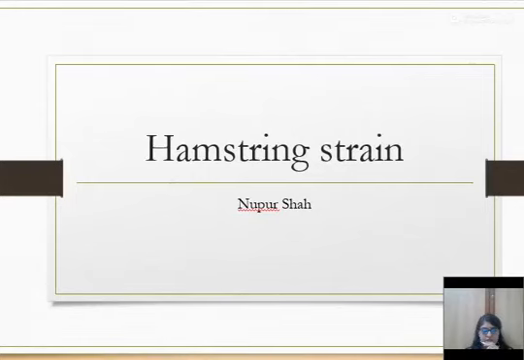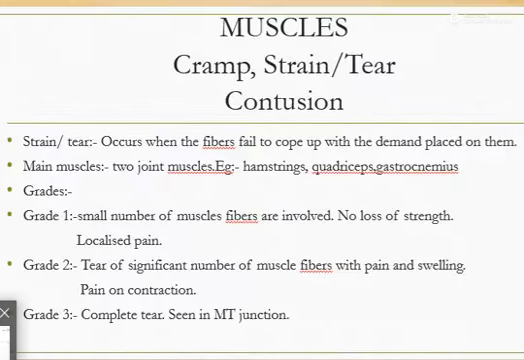Hello, my name is Nupur Shah and today we will see the topic called hamstring strain. In the previous video, we saw when a muscle strain or a muscle tear happens. That was the video of classification of sports injuries. Under the heading of acute sports injuries, we saw muscle strain and the grades of muscle strain.